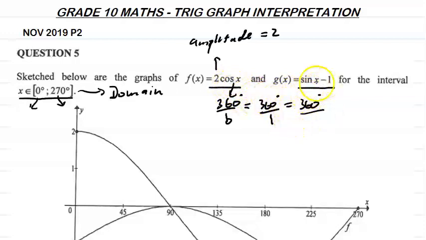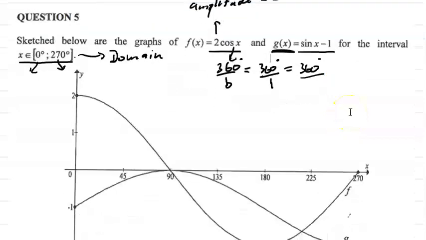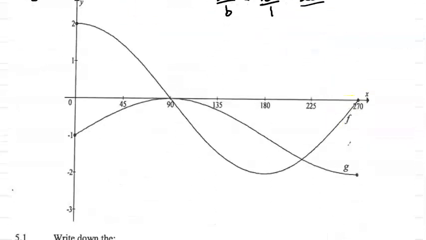and y equals tan x. See this graph here, g of x. It says equals sine x minus 1. So it's the graph of sine x shifted 1 unit downwards. Alright, so this is a vertical translation. It's shifted 1 unit downwards. Let's see what questions they're asking us in this particular question here. So they're giving us these two graphs.